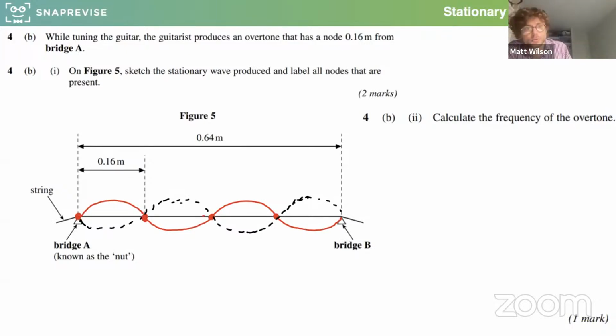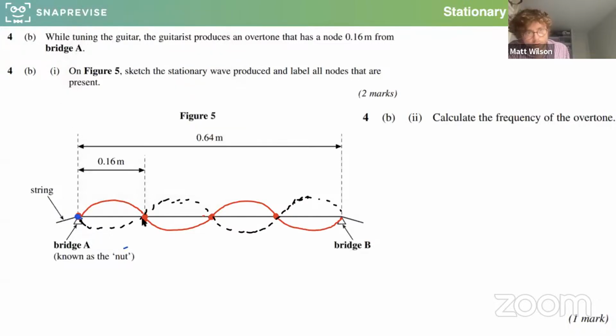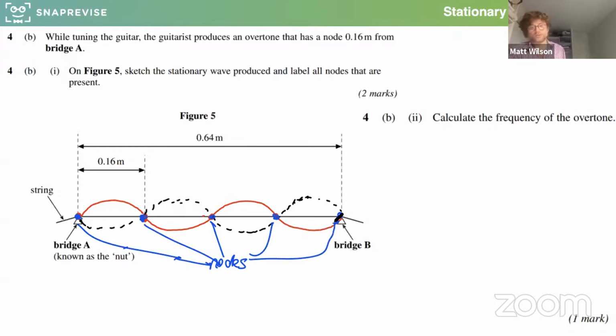And we're asked to label all the nodes. So we should label all the nodes. Node, node, node, node, node.